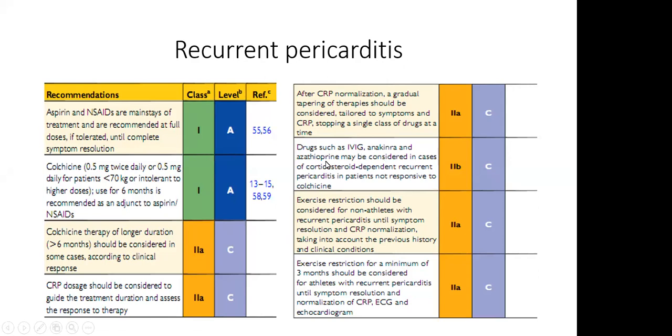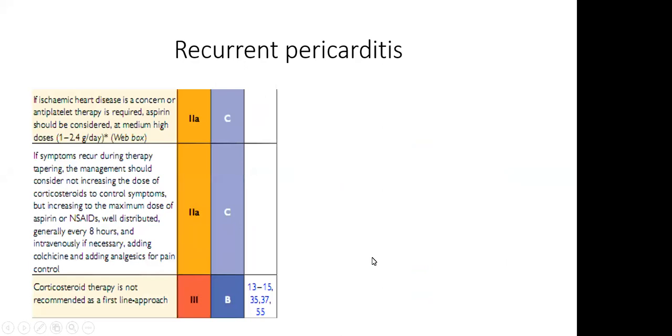You can also use intravenous immunoglobulin, azathioprine, and exercise restrictions in them. Okay, so that's it. For a patient who has recurrent pericarditis and there's also a possibility of ischemic heart disease, it's advised, though a class 2A recommendation, that you might need to increase the dose of the aspirin you're giving to medium to high doses. Okay.